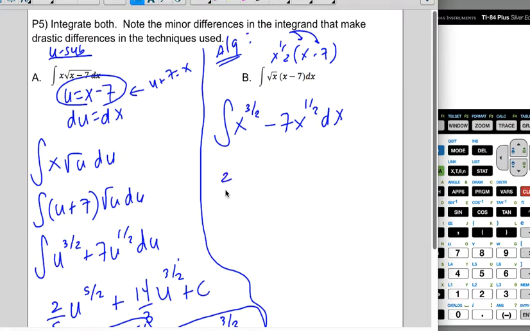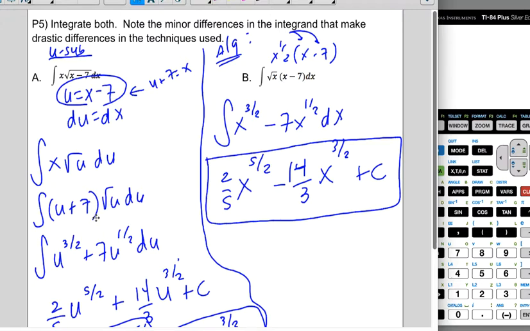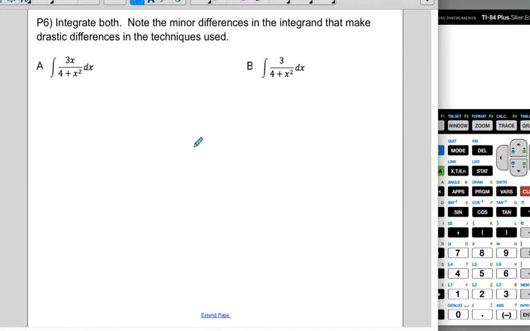So I'm going to get a 2/5 x to the 5 halves minus a 14/3 x to the 3 halves, because it would be times 2/3, plus c. And that was much faster. So notice that subtle difference about whether the x minus 7 was inside the root or outside of the root. Huge difference.